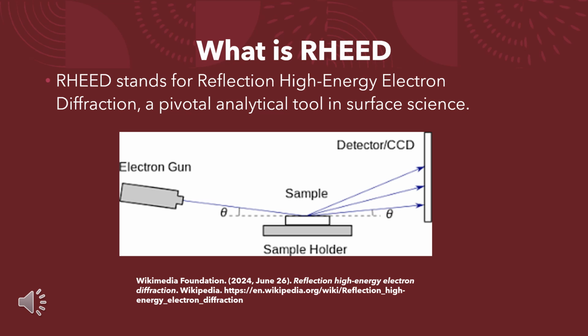RHEED stands for Reflection High Energy Electron Diffraction. It's a pivotal analytical tool in surface science. It utilizes high energy electrons, normally 10 to 100 kiloelectron volts, incident at shallow angles to probe the surface atomic structure of crystalline materials. RHEED generates diffraction patterns that provide atomic scale insights into surface morphology and structural integrity. It is a key technique for studying surface phenomena, particularly in thin film and semiconductor research.